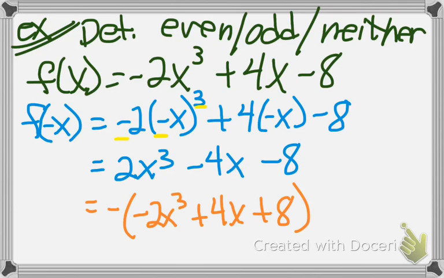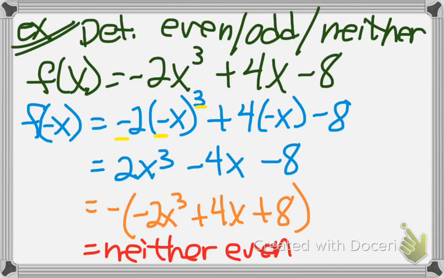And then you ask yourself the question, is that, once I've factored out the negative, the same as the original? Again, it's not quite. You see how that positive 8 here and a negative 8 here? So it still didn't work, right? So because neither of them worked, because neither even nor odd, neither of them matched with the original, this is in fact neither even nor odd. Ta-da! Okay, so that's the examples for even and odd functions.